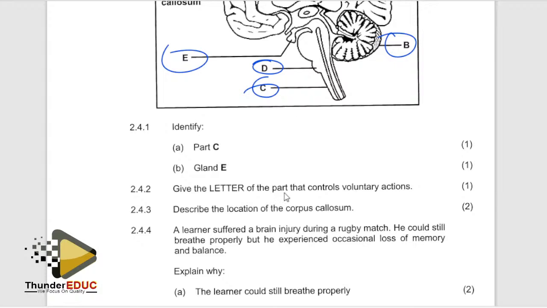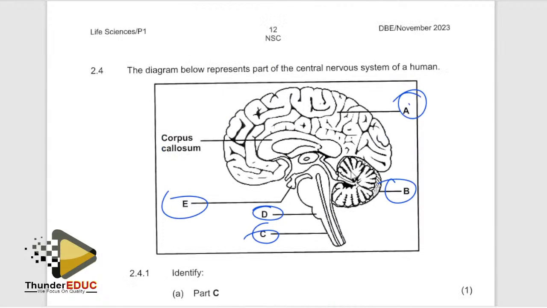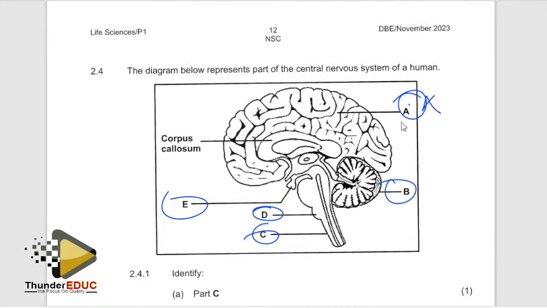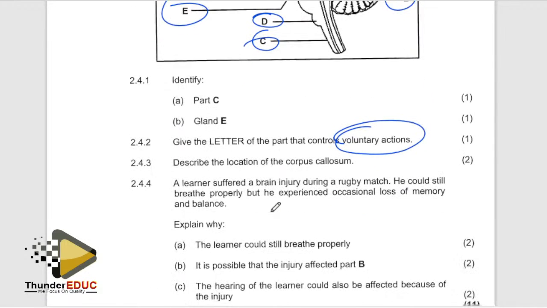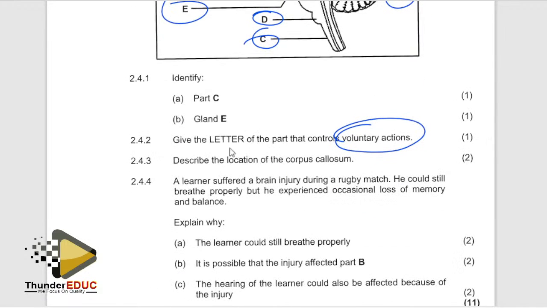Give the letter of the part that controls voluntary action. Voluntary actions are being controlled by this. Do they say the letter or the name? No. They don't want the name, they just want the letter. Just copy there and then paste.